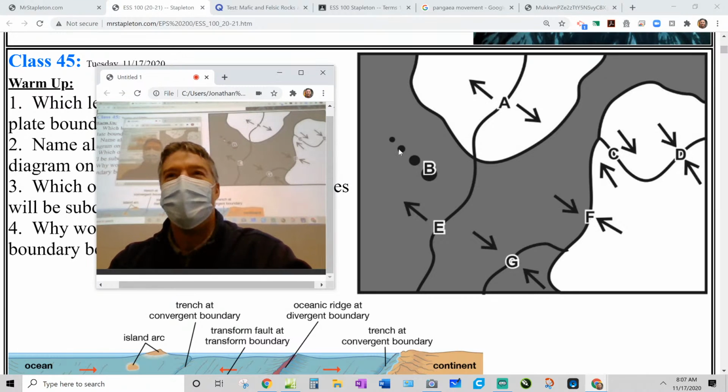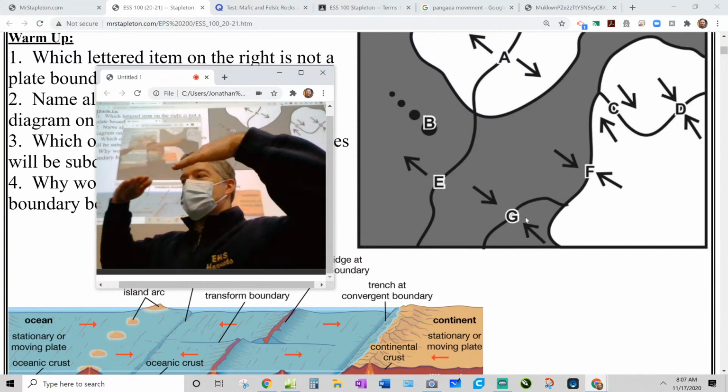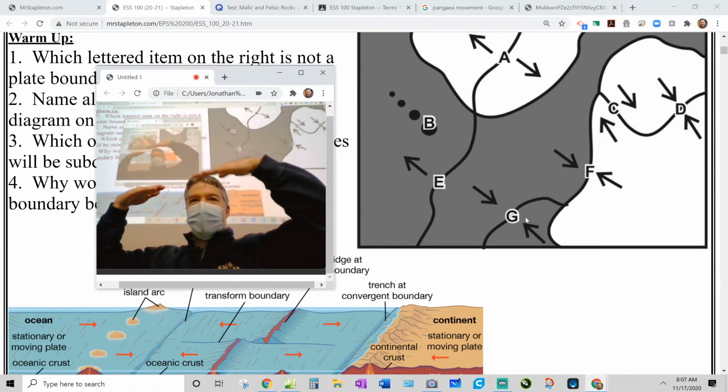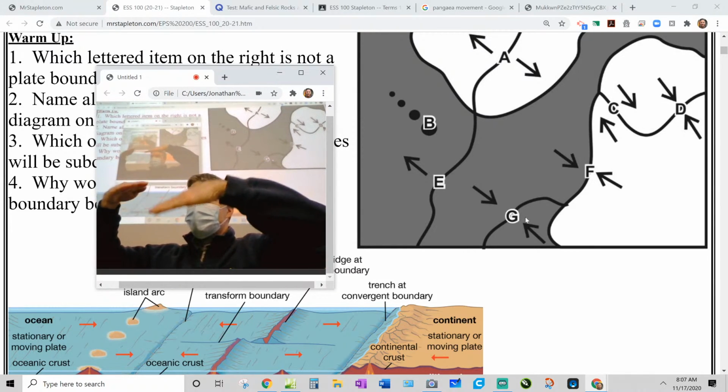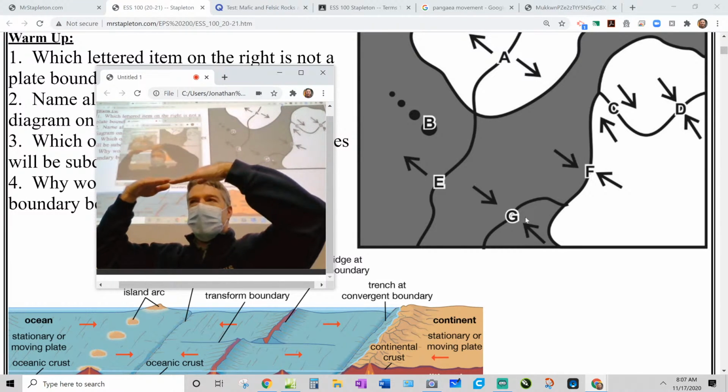Liz, which one? Is it G? It's not G. G is actually going to be a subduction zone. The reason you might think G isn't going to be is because on both sides you've got ocean. So if this is ocean crust and this is ocean crust, they're the same density, kind of, so you wouldn't think that one would dive under the other one.